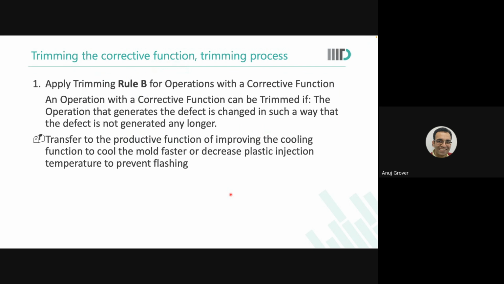Transfer to the productive function of improving the cooling. The function to cool the mold faster or decrease plastic injection temperature to prevent flashing. So either you don't mold above 115 degrees, don't take the temperature above 115 degrees Celsius, or you cool at a different rate so that crystallization doesn't happen. Because white haze comes because of crystallization happening. If you cool it very, very quickly, it will not happen. So somehow you want to do that.